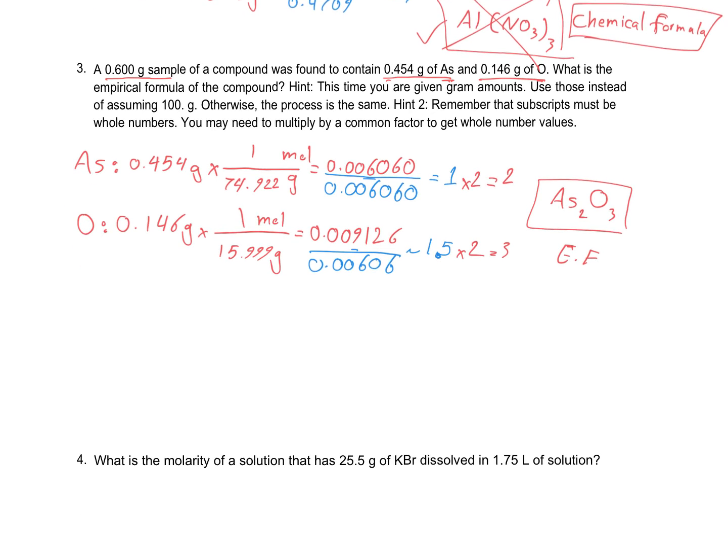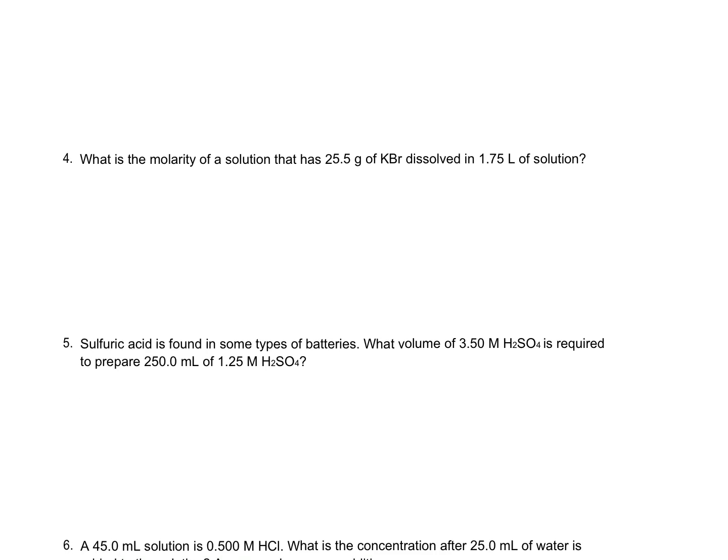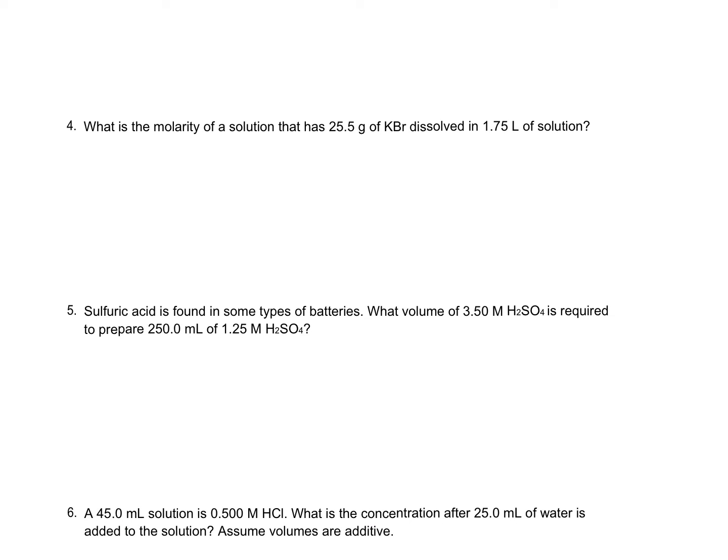Okay, so let's go to the next question. We move to molarity and dilution questions. The first one is: what is the molarity of a solution that has 25.5 gram of KBr? And you know how to name this, right? This is potassium bromide. It's an ionic compound. Potassium bromide dissolved in 1.75 liters of solution.